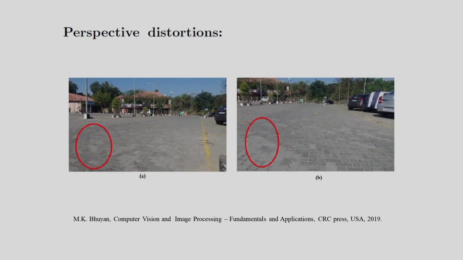The next problem is the perspective distortions. The perspective distortion is a geometric deformation of an object and its surrounding area. This is mainly because of the projection of a 3-dimensional scene onto a 2-dimensional image plane. That is nothing but the 3D to 2D projection. Because of this perspective transformation, an object appears large or small as compared to its original size. If you see in this image, this portion looks small, but this portion looks large because of the perspective distortions.